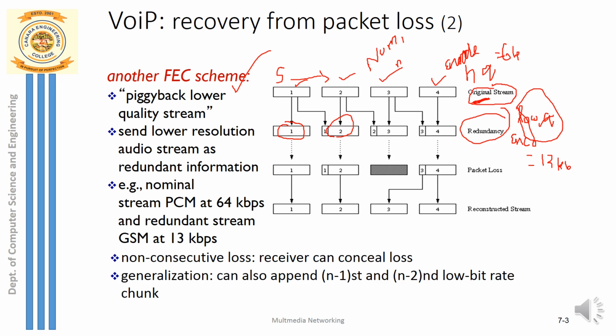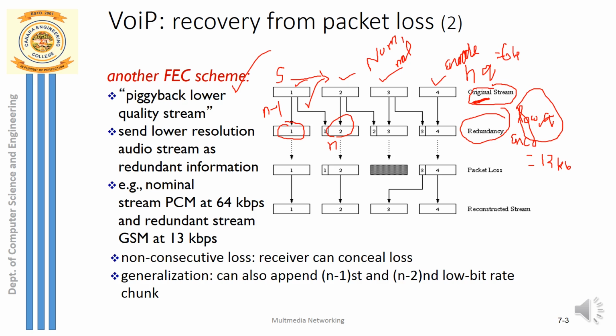So you pick one chunk from the nominal stream, that is n minus 1. Why? Because here you are constructing the nth low quality redundant chunk. So when you're creating that, you have to pick the n minus 1 chunk from the original or nominal stream and append that with the nth chunk in the redundant stream. So n minus 1 is 1, that is chunk 1. You add it with the subsequent chunk 2.